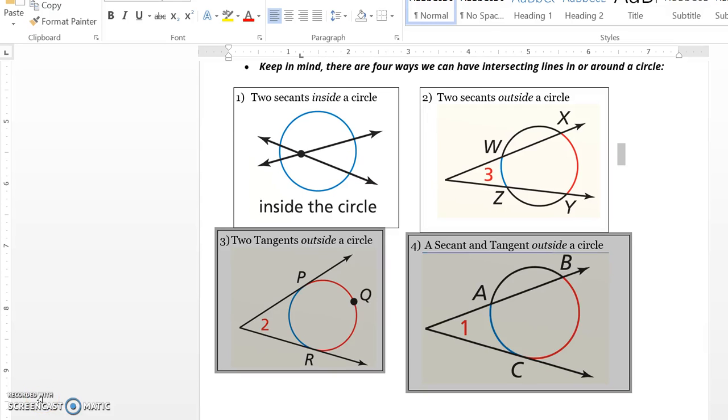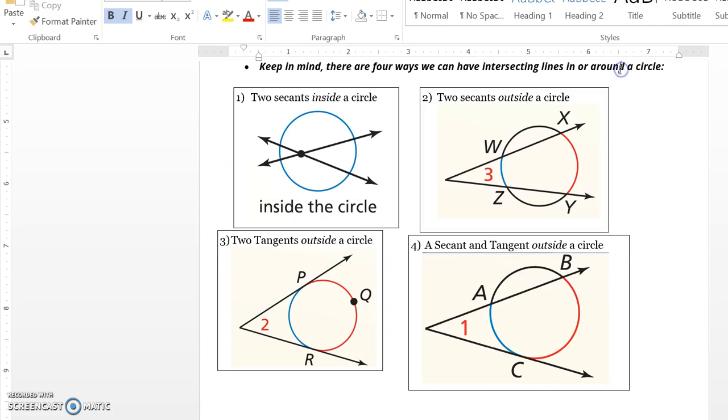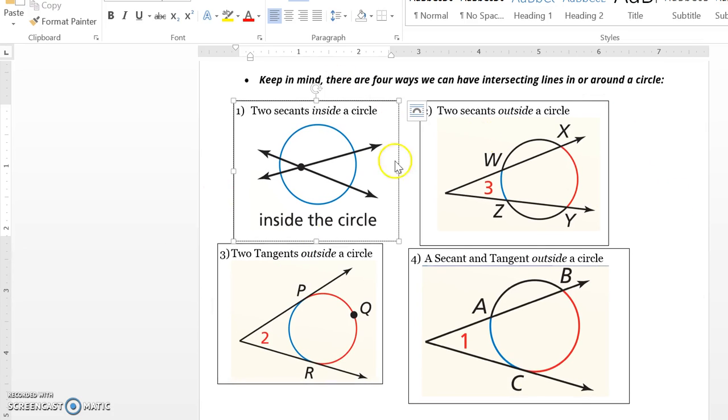Hey guys, so we're going to talk about 10.5 and what to do when you've got things inside of a circle. For the most part, what we've been dealing with so far is chords, intersections of chords, angles, etc. But now we're going to deal with mostly secants and tangents. So the main thing here is we've got all of these kinds of diagrams.